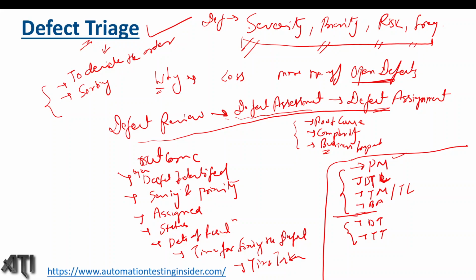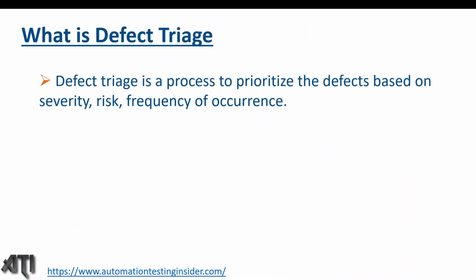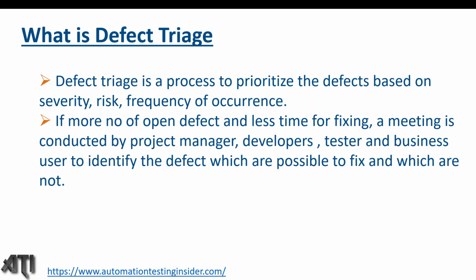I have written some other points as well, like a simple definition, I would say the recap of defect triage. Defect triage is the process to prioritize the defects based on severity, risk, and frequency of occurrence, which we have discussed. If there are many open defects and less time for fixing, a meeting is conducted by the project manager, developers, tester and business user to identify the defects which are possible to fix and which are not. So this is the main idea behind a defect triage meeting.